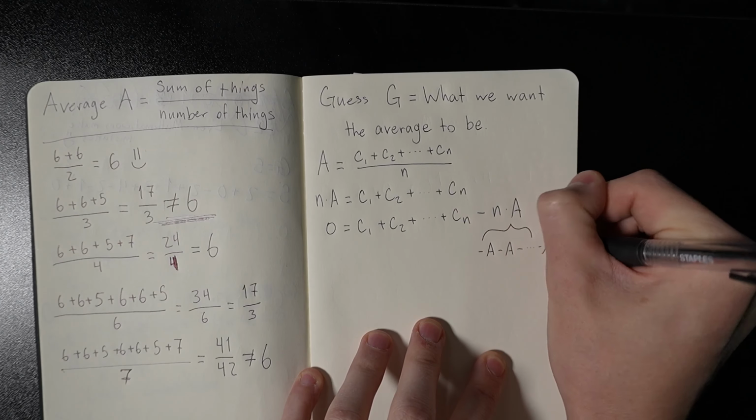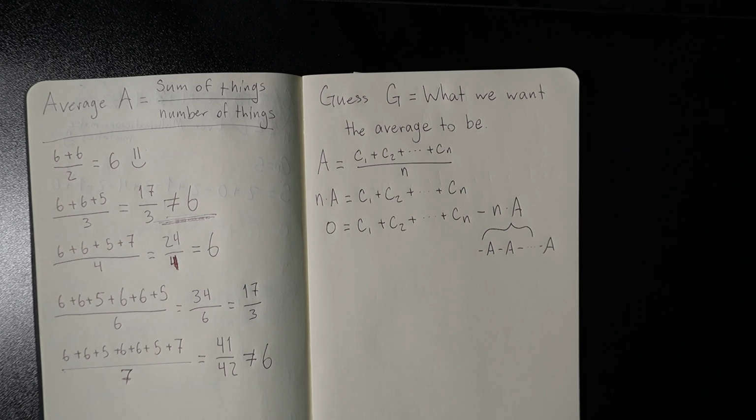The reason we might think to do this, and the reason it's useful, is that there's also n positive terms, c1 through cn, and we can rearrange these with the negative A's.